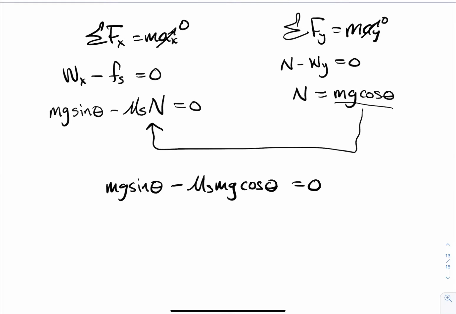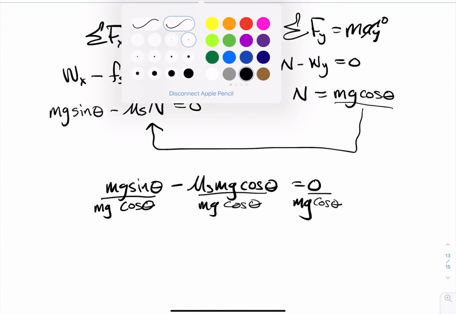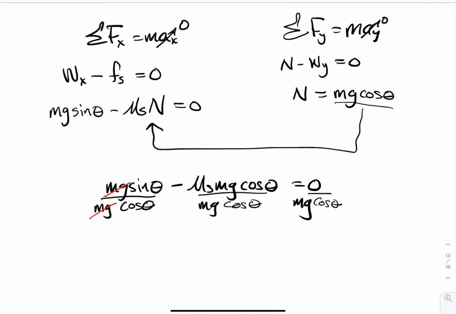Okay, so here's a little trick for you. What I would do is divide everything by cosine. 0 divided by cosine theta is just 0. Cosine theta divided by cosine theta is 1. And sine theta divided by cosine theta is tangent theta. We could also divide everything by mg because these terms have mg in them. So these all turn to 1, and 0 over mg is 0. So we'll be left with something much easier to solve.